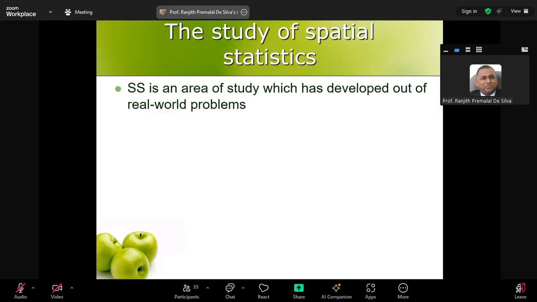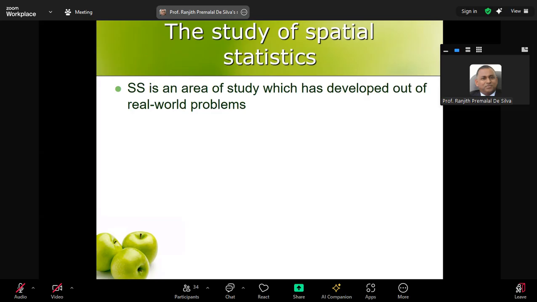We do sampling. Why do we do sampling? We cannot cover the entire population. When we cannot cover the entire population, we take a representative sample. We use different techniques in getting a representative sample.